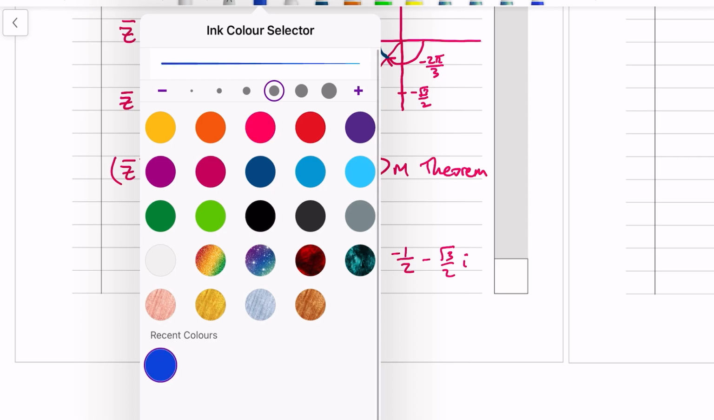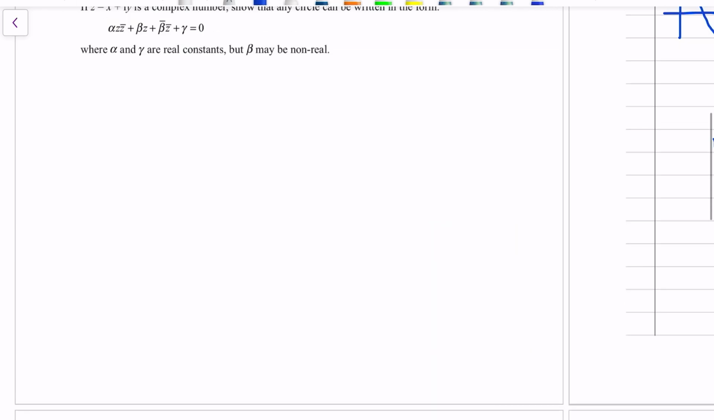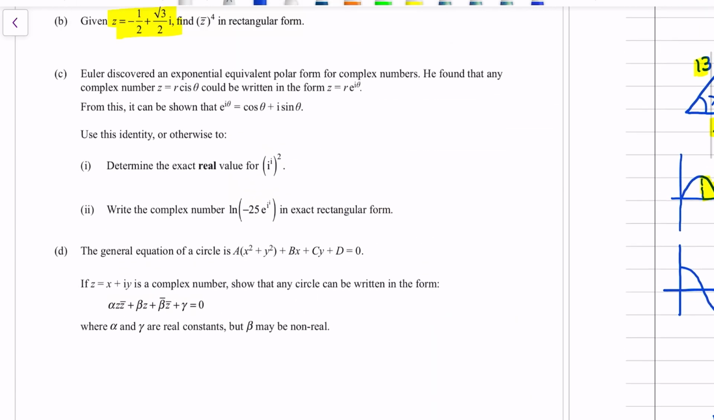Alrighty, part C. Euler discovered an exponential equivalent polar form for complex numbers. He found any complex number can be written in the form z equals r e to the i theta. I could have used that for the last question if I wanted to, but I chose cis notation because that's what NCS students will be more familiar with. From this, it can be shown that e to the i theta is equal to cos theta plus i sine theta. Use the identity or otherwise to determine a real value for i to the i squared.